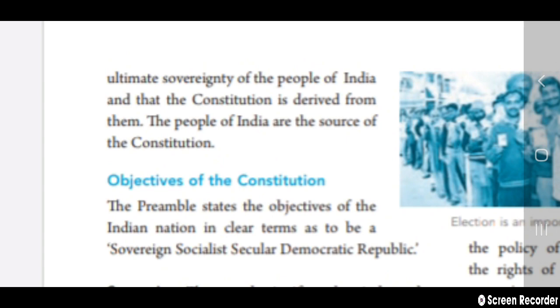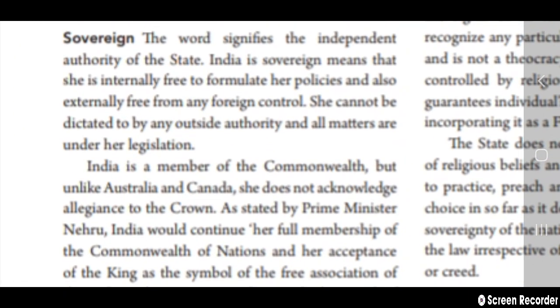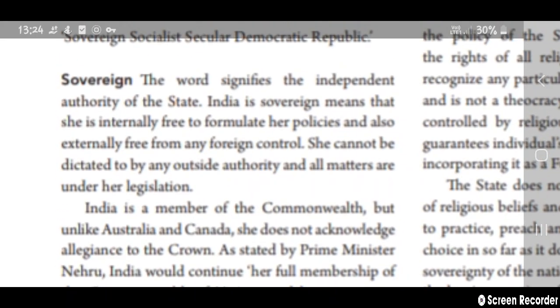The preamble states the objectives of the Indian nation in clear terms: India is a sovereign, socialist, secular, democratic republic. The first is sovereign. The word signifies the independent authority of the state.